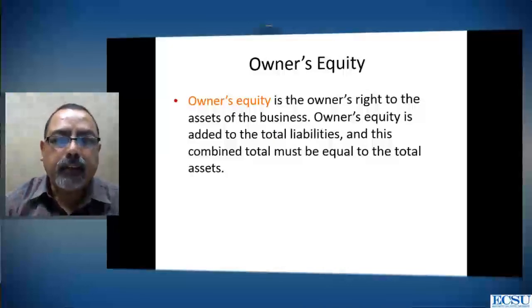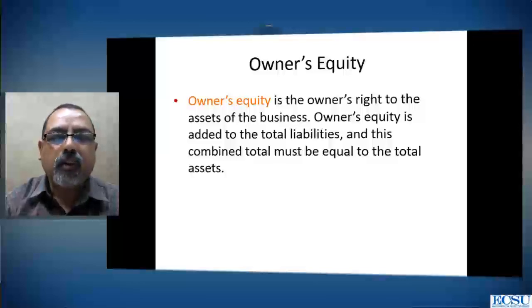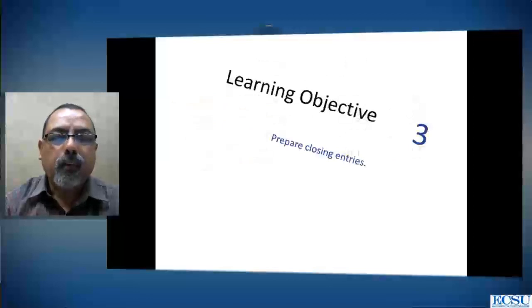Next section is the owner's equity. Now, owner's equity we have been talking about. This is the owner's rights to the assets of the business, and then owner's equity will be added to the total liabilities to calculate a total liabilities and owner's equity, which should be exactly equal to the total assets on the asset side. So that is how we will be understanding the owner's equity section.